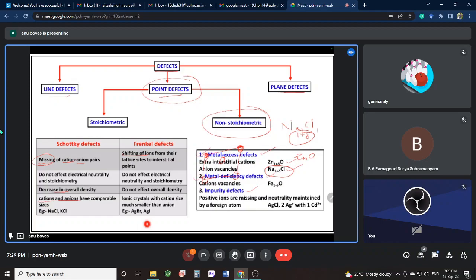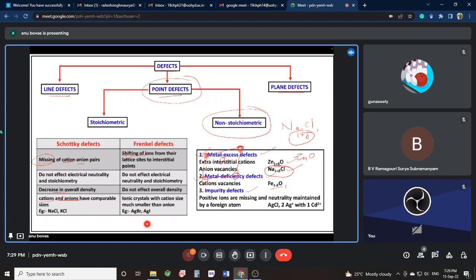Similarly, metal deficiency defect. In this case, cation vacancies cause metal deficiency defect, and the stoichiometry changes from Fe1O1 to Fe1-δO. The other possibility, like extra anions in the interstitial position, is not possible, because anions are generally bigger in size and this will not fit into the interstitial position. So metal deficiency defects can only happen due to cation vacancy.